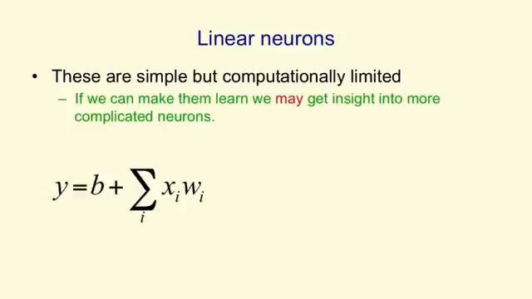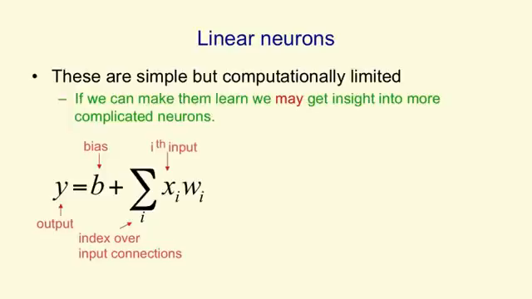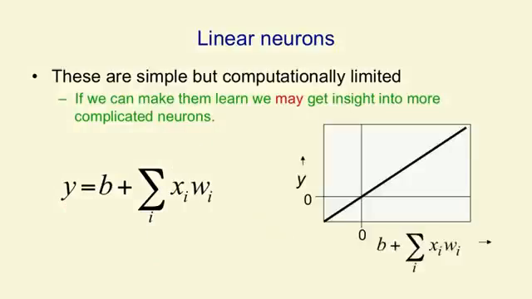So in a linear neuron, the output y is a function of a bias of the neuron, b, and the sum over all its incoming connections of the activity on an input line times the weight on that line. That's the synaptic weight on the input line. And if we plot that as a curve, then if we plot on the x-axis the bias plus the weighted activities on the input lines, we get a straight line that goes through 0.